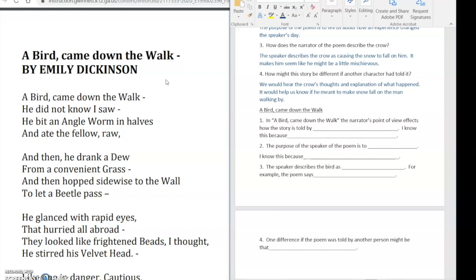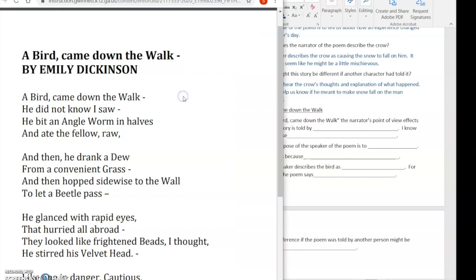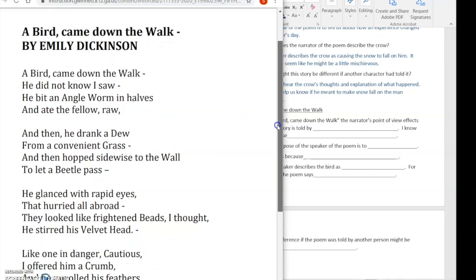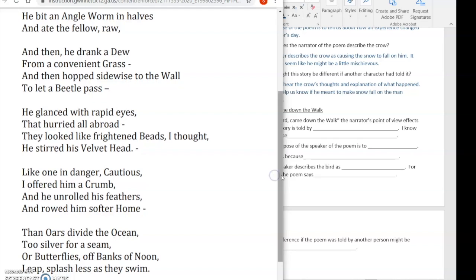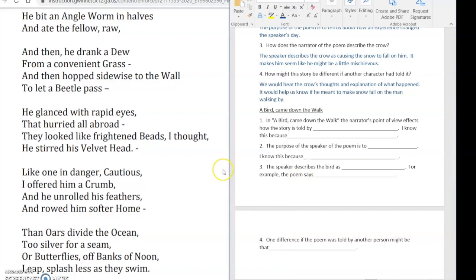A bird came down the walk, he did not know I saw. He bit an angleworm in halves and ate the fellow raw. And then he drank a dew from a convenient grass, and then hopped sideways to the wall to let a beetle pass. He glanced with rapid eyes that hurried all abroad. They looked like frightened beads, I thought. He stirred his velvet head, like one in danger, cautious. I offered him a crumb. He unrolled his feathers and rowed him softer home. Than oars divide the ocean, too silver for a seam, or butterflies off banks of noon leap, splashless, as they swim.